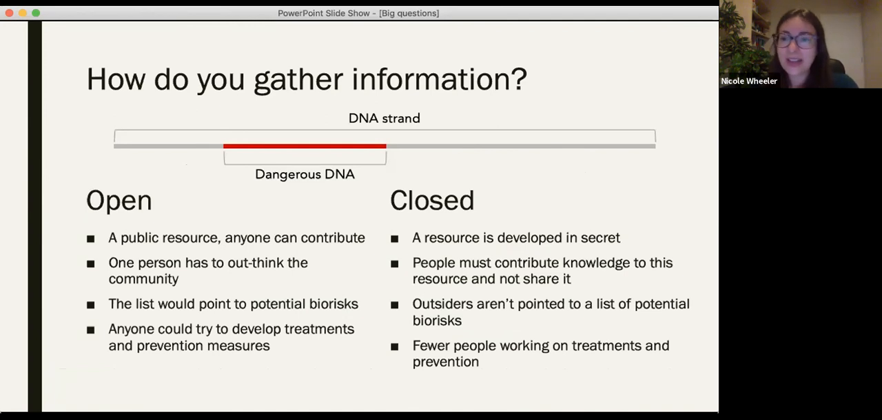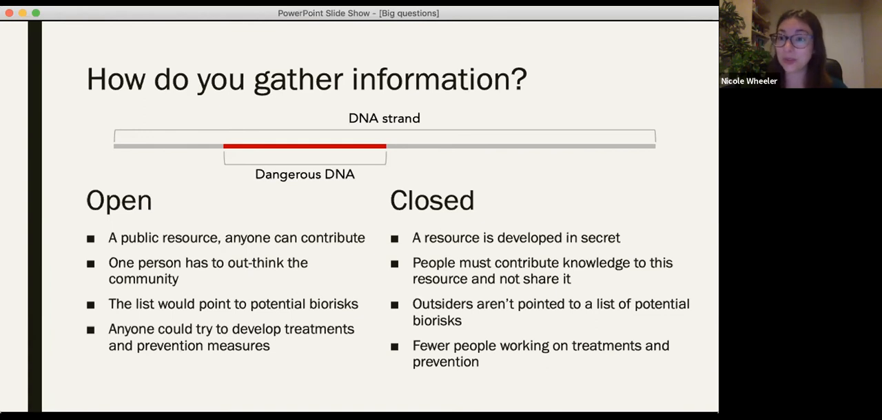Another challenge is figuring out how you gather information about what DNA is dangerous. So there's going to be a lot of DNA being ordered or showing up out in the world. And within that DNA may be nestled something that's dangerous. To identify that dangerous DNA, you have to take all the knowledge of biology and danger and gather it in one place to do this check. How do you do that?